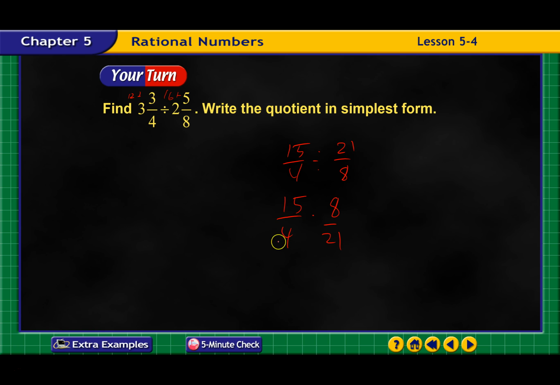Nope. All right, so this can go divide by 2, so 1/2. Those are divisible by 3, so this can go to 5, and this can go to 7. So 1 times 7 is 7, and that's going to be 10. 10/7.